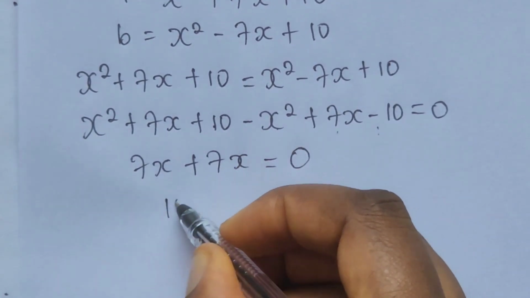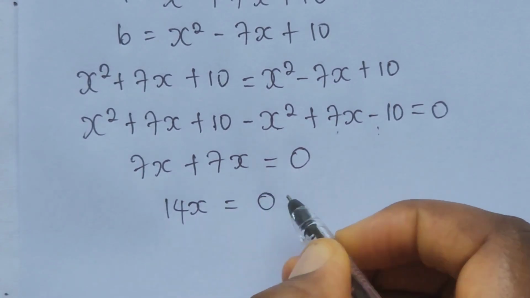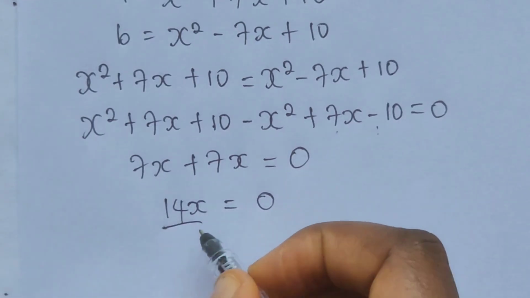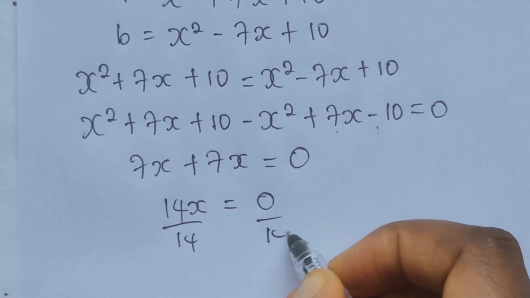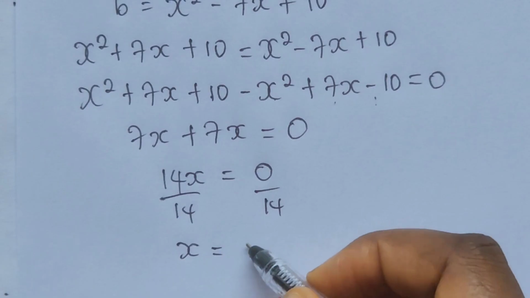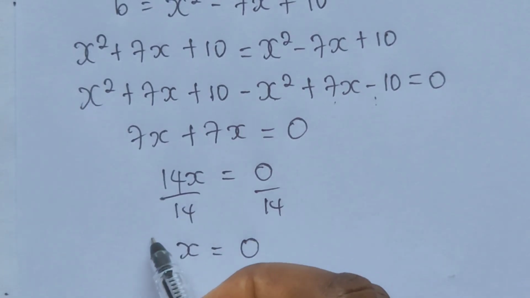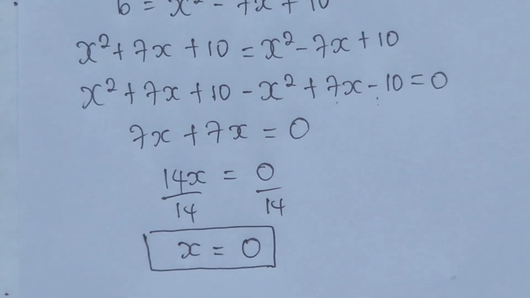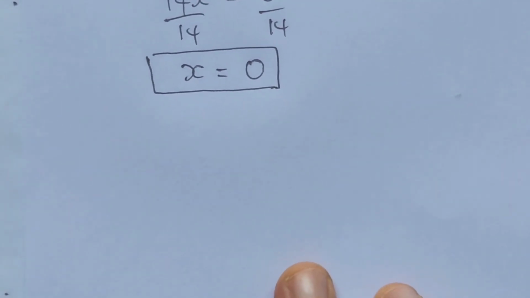So we then have 14x is equal to 0. Divided through by the coefficient of x, which is 14, we have over 14. So our x is equal to 0. So for case 1, x is equal to 0. So we'll go ahead for case 2.